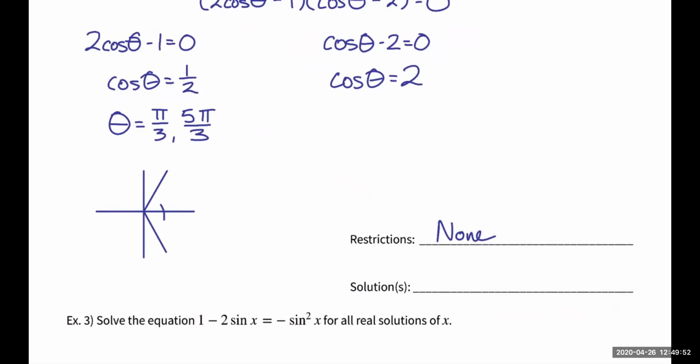Right, and now we can look at our second equation. Where is cosine of theta equal to 2? Don't think too hard about where that is on the unit circle, because remember that cosine has a range of -1 to 1, right? So we know that in the unit circle. We also know that by our cosine graph. So that would mean that theta has no solution for this second part of the equation, right? There is no theta that will give us a cosine value of 2.